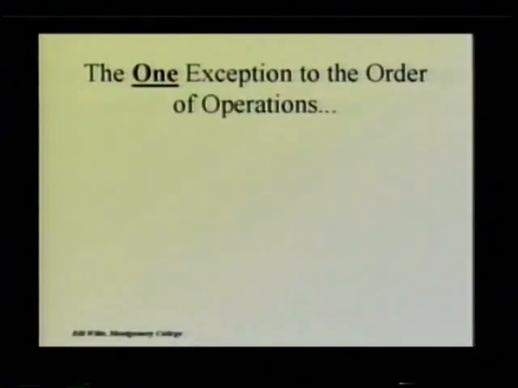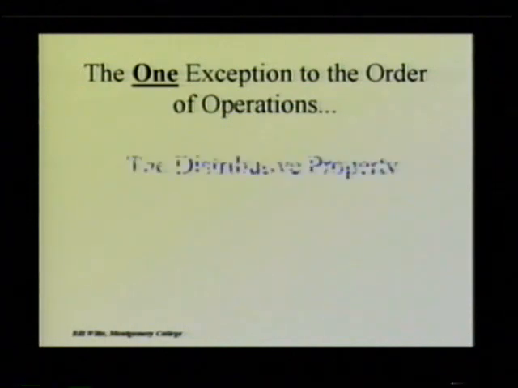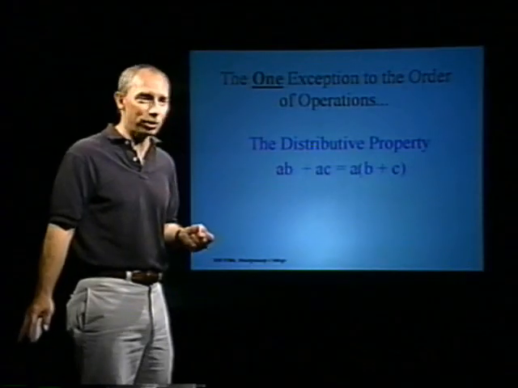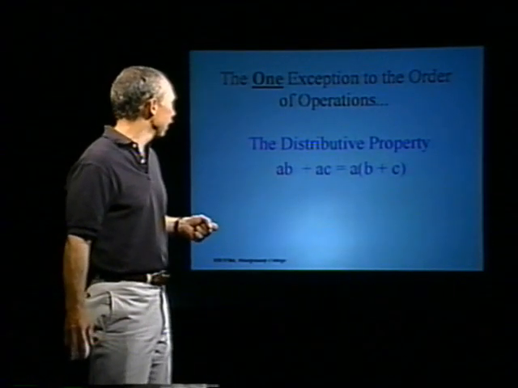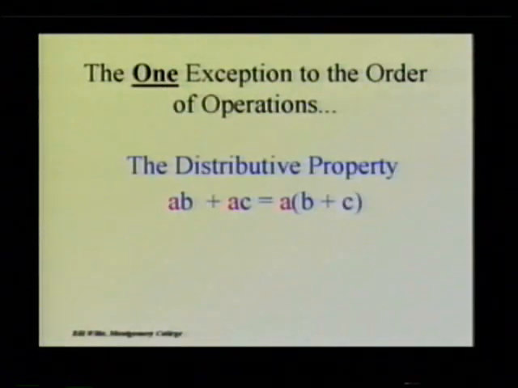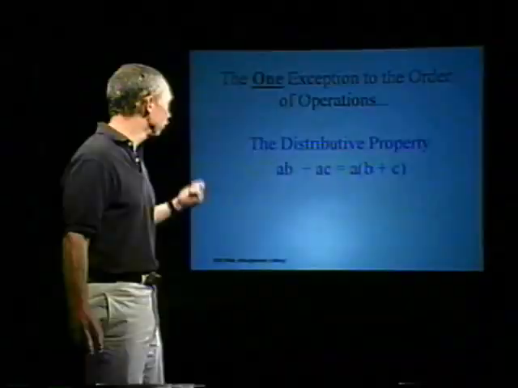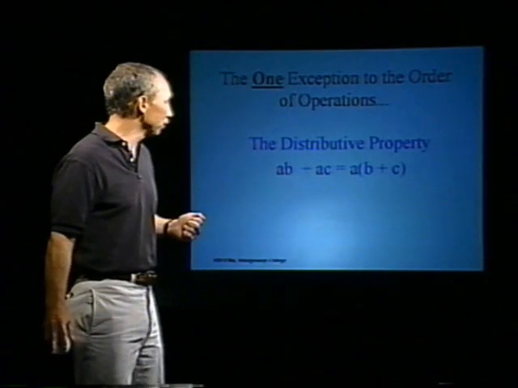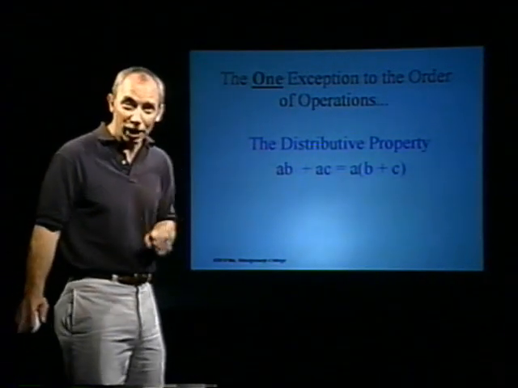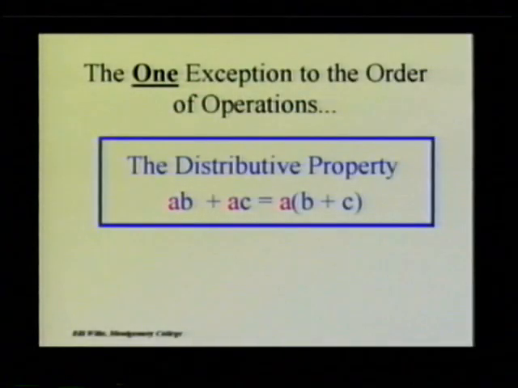There is, however, one exception to the order of operations. In other words, you don't have to follow it when... And that's a property. You might have seen it before. It's called the distributive property. If you have something like A times B plus A times C, then you can bring out, we're going to use a fancy word here, you can factor out the A. You don't have to do the multiplication first. You can factor out. And I'll show you how we're going to use that. That's the distributive property.